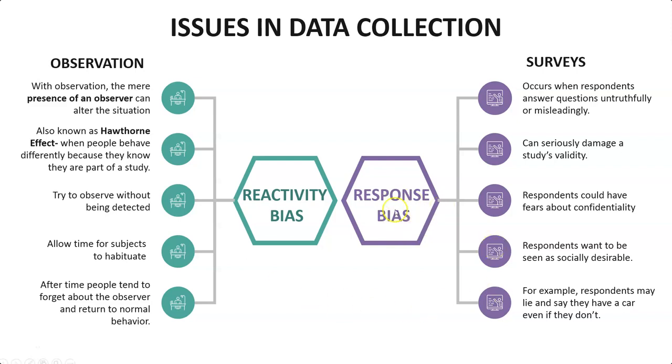With surveys, one of the issues in the data collection is response bias. This occurs when respondents answer questions untruthfully or misleadingly. This can seriously damage a study's validity. Respondents could have fears about the confidentiality of the data, and they can also respond in a way that they see might be socially desirable. So, for example, respondents may lie and say that they have a car even though they don't.